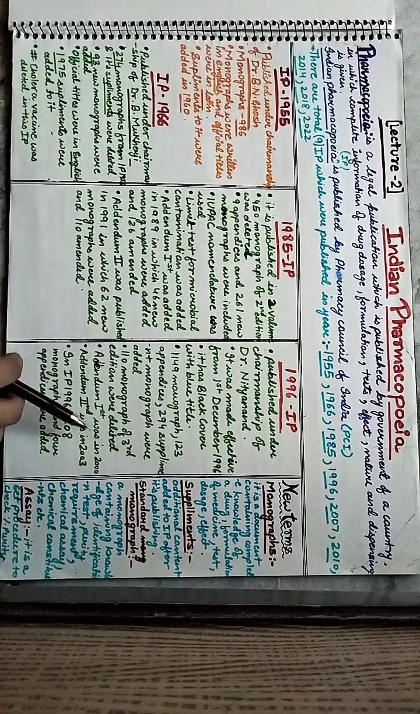Now amendment first was in 2000, and amendment second was in 2003. In IP 1996, 208 monographs and 4 appendices were added.